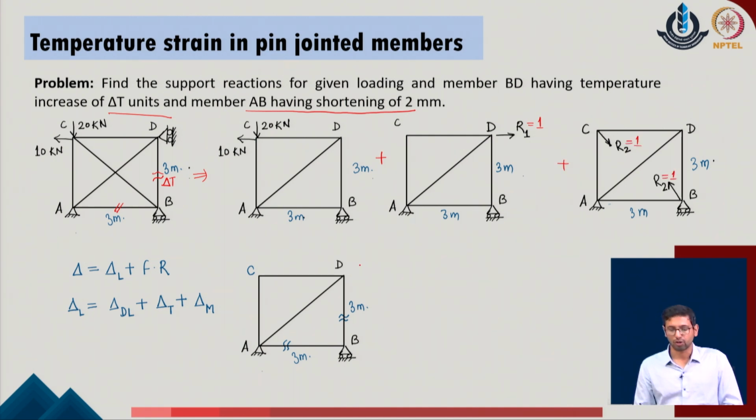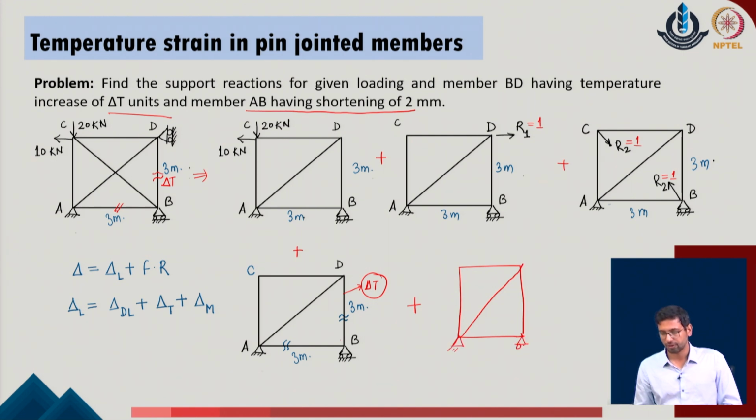At the same time, we also define, with respect to the change of the temperature, one of the systems in which we consider the statically determinate problem, and now the first member, which is this given member BD of the given problem, is subjected to delta T temperature change. At the same time, we also define one more system, and with respect to this system, again statically determinate, we consider that this system has one member, which is AB, and this member has a shortening of 2 mm in its length.